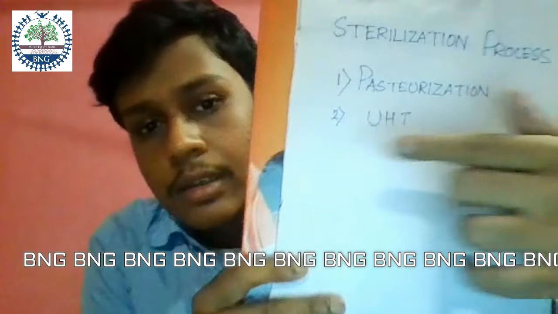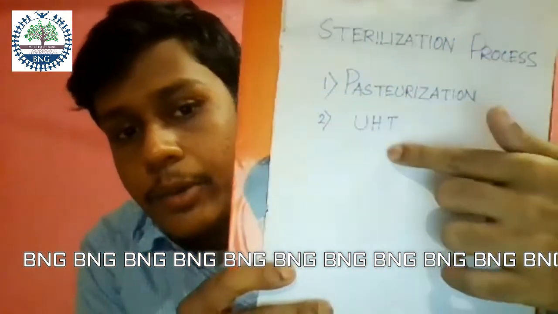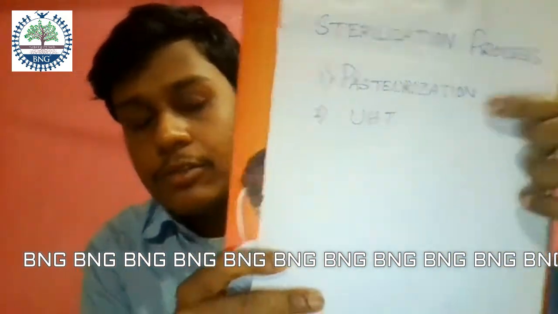In this video we are going to discuss the sterilization, homogenization and creaming processes. Starting with sterilization. What is the sterilization process? It is a process by which milk is purified. There are two types of sterilization process: pasteurization and UHT. Starting with pasteurization. What is the pasteurization process?